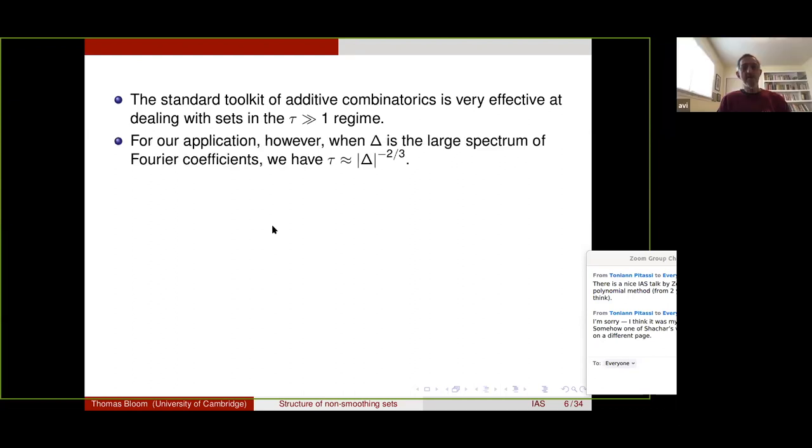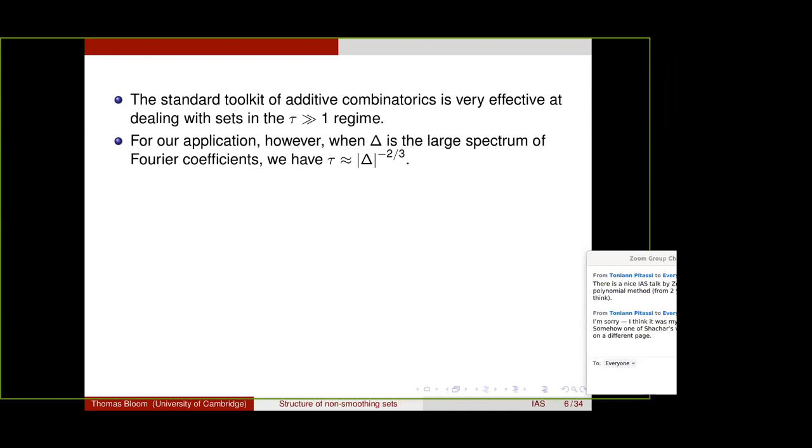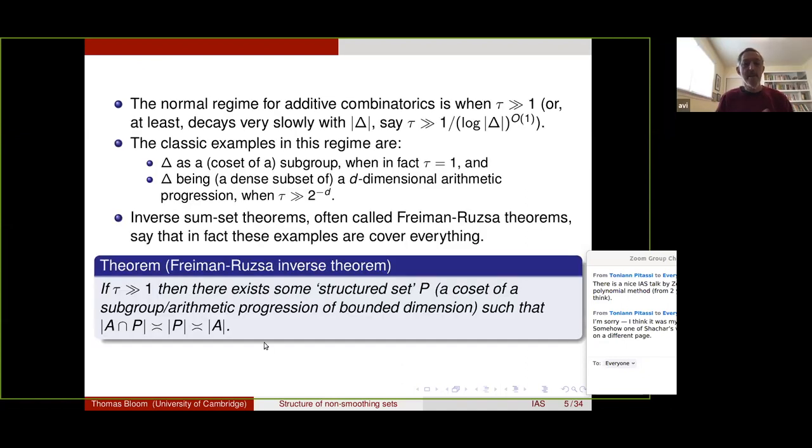So, Tom, question? The reason that the standard tools apply only to constant tau, or something up to logarithmic in delta, is that the dimension goes exponentially in 1 over tau. This is an echo. It's bad. Yeah, sorry. So are you saying the dimension... I'm asking, no, I'm just asking why it doesn't apply for really small tau. Is it the case that the dimension grows exponentially in 1 over tau?